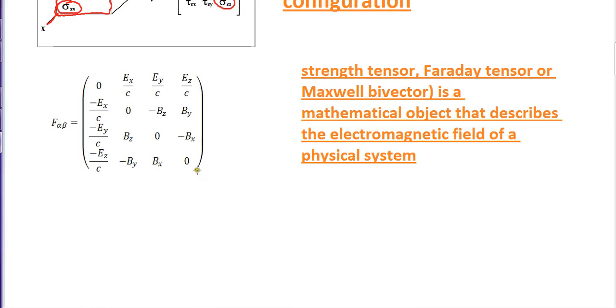Another example is the electromagnetic tensor. The electromagnetic tensor, also called the field strength tensor, Faraday tensor, or Maxwell bivector, is a mathematical object that describes the electromagnetic field of a physical system. It describes the electromagnetic field at a particular point in a particular system, so every detailed state of the electromagnetic field can be described. These are the tensors.